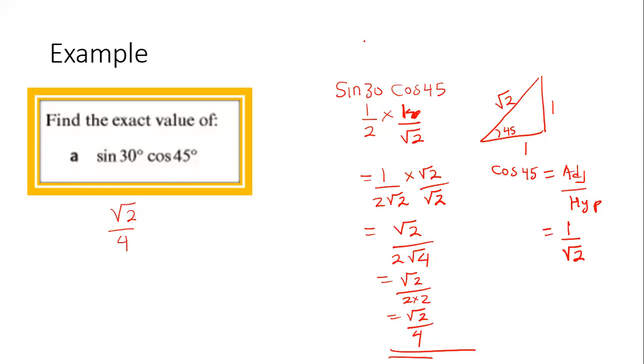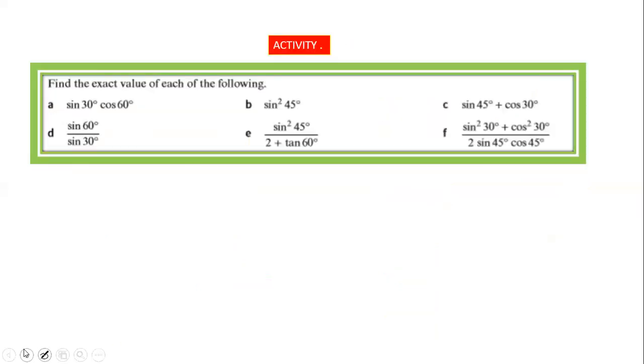Someone is asking, how do you get sine 30 and cos 45? We are getting them from those special triangles we have been having. Also sine 30, this was here, there was 30, there was 2, 1, and root of 3. So we are getting it from here. Okay, we continue.